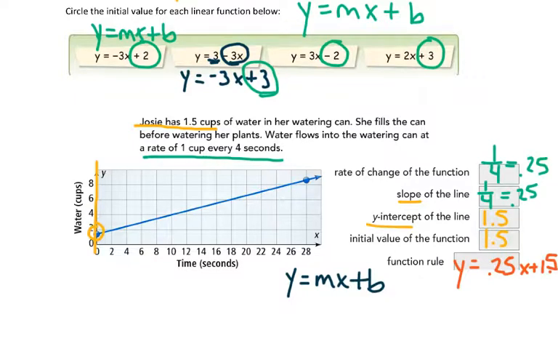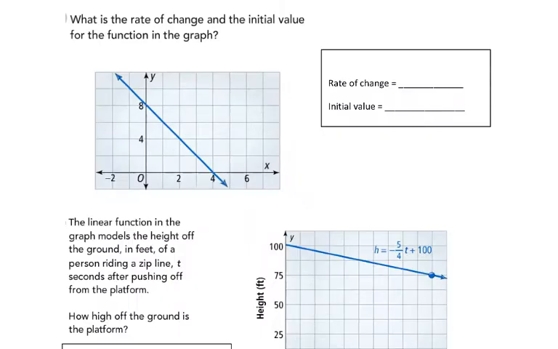And that's the function rule. You could write that in fraction form, so it would be y equals 1/4 x plus 3/2 if you wanted to do that. On the next page, we are asked what the rate of change and initial value of the graph is.